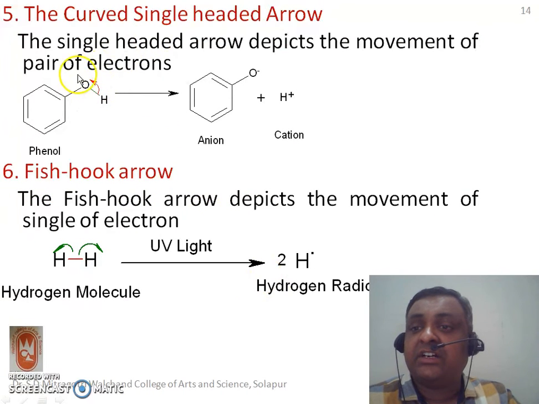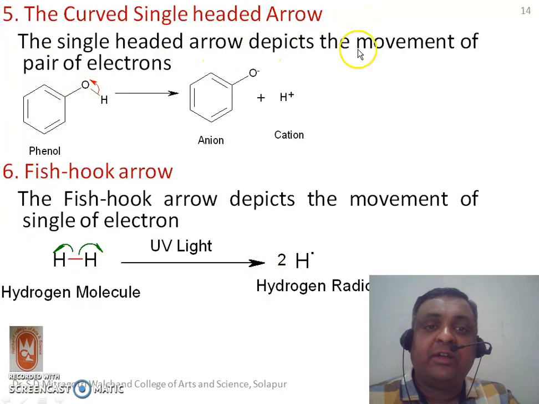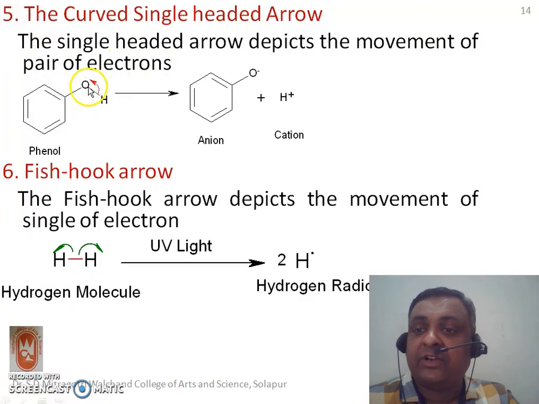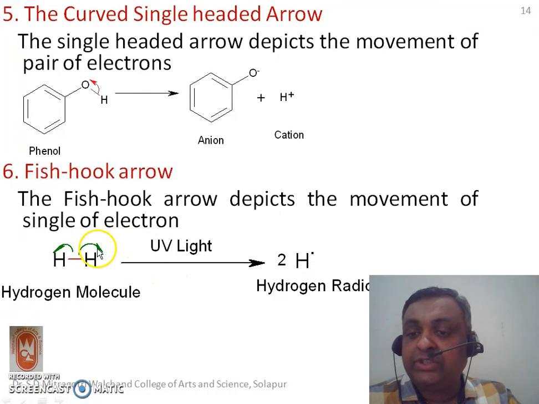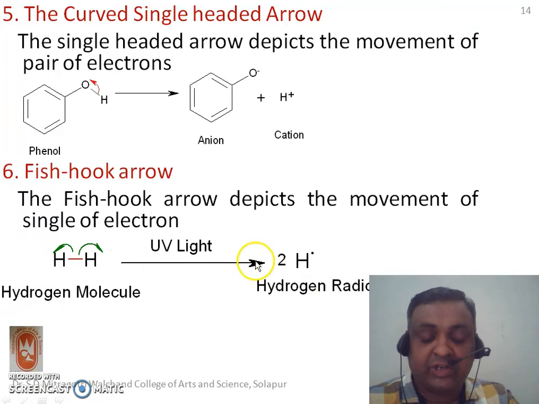The next is curved arrow. The single headed arrow depicts the movement of pair of electrons. Oxygen and hydrogen, the bond will break, and the pair of electrons, their migration is shown with the help of curved arrow. Here there is anion and cation. The next is fish hook arrow, which we have already studied. In case of homolytic fission, the bond between two H will break by homolytic fission in presence of ultraviolet radiation, and fish hook arrow is used to show the migration of single electron.